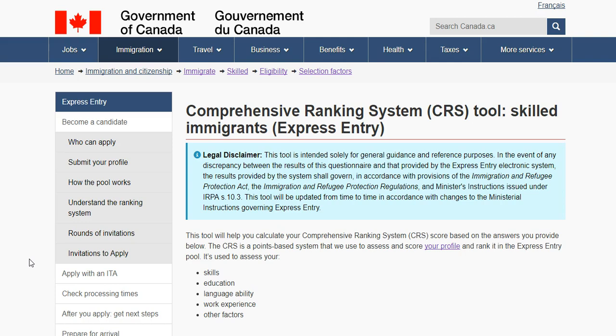Welcome to the lecture on the Comprehensive Ranking System, CRS, tool. Skilled Immigrant Express Entry is an online tool that we can find on the Government of Canada website, and it helps us to determine the selection requirements under the CRS system.